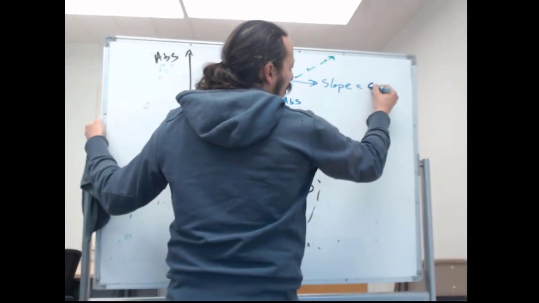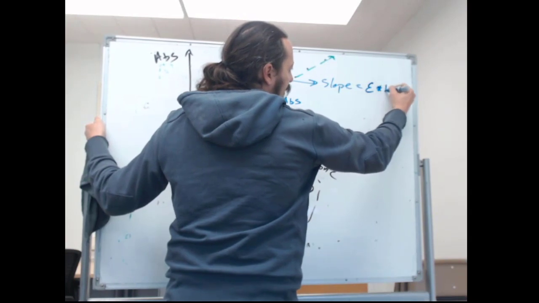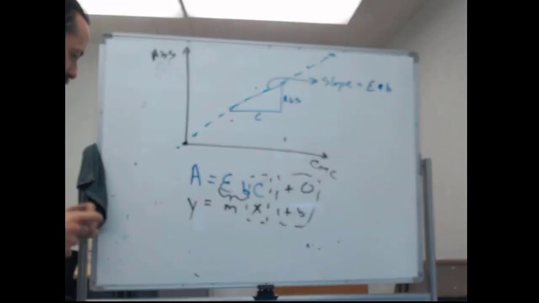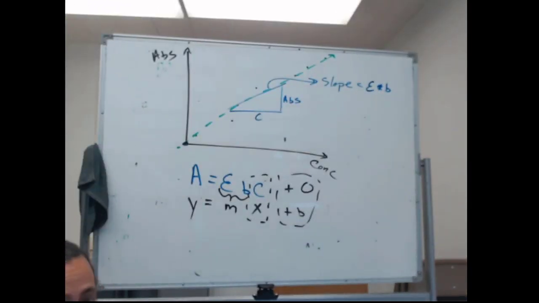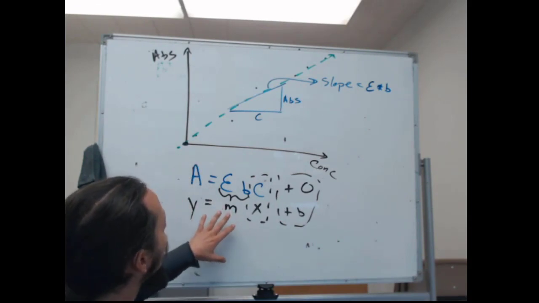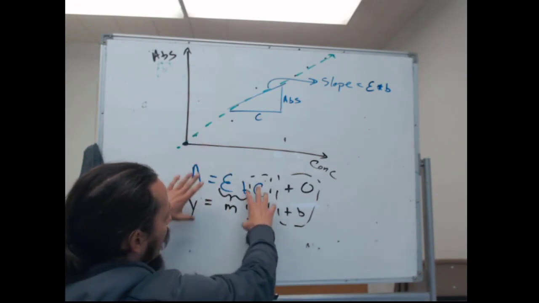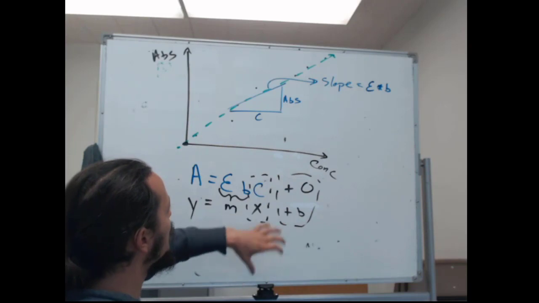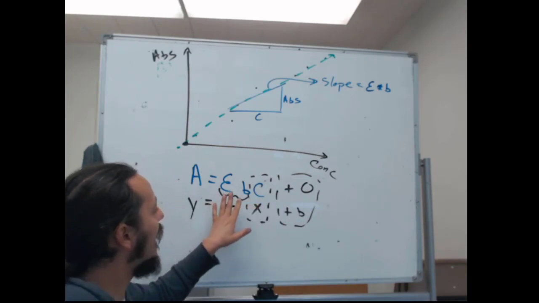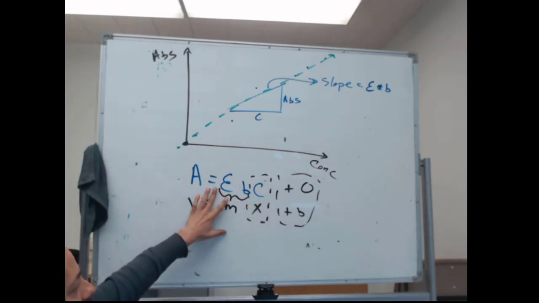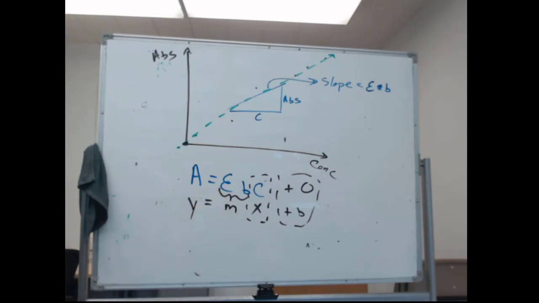Path length for us is almost always going to be equal to 1 centimeter, so that's actually a known value. But epsilon is going to have some information about the chemical compound that we're looking at. As absorption changes, there's this linear relationship to concentration, and the tilt of that slope is going to depend on that chemical compound that we're looking at.